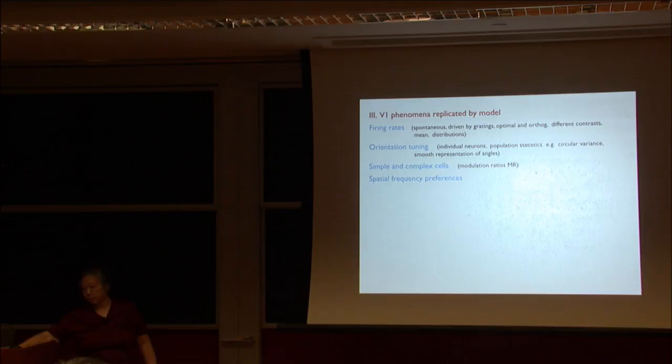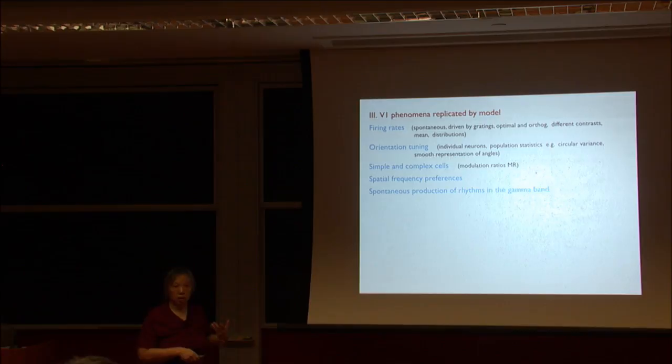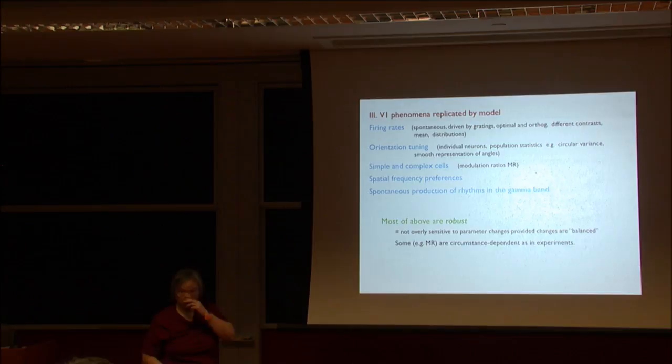The spatial frequency preferences that I mentioned before. And then there is also a spontaneous production of rhythm in the brain that I would like to get to in a moment. And all of these things are relatively robust. So the model actually reproduces all of these things in a fairly robust way.